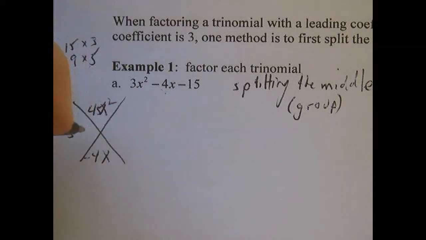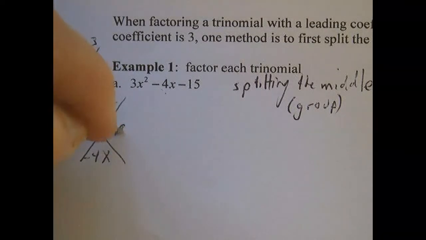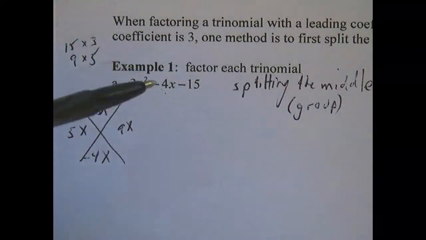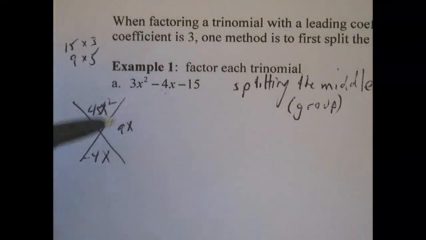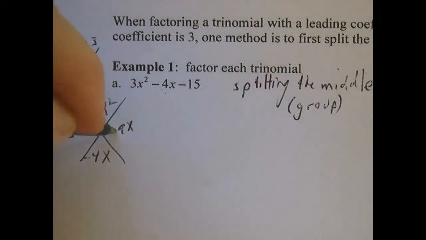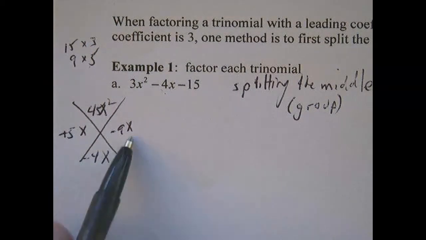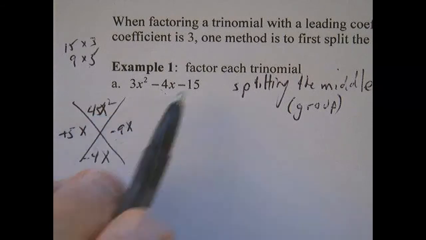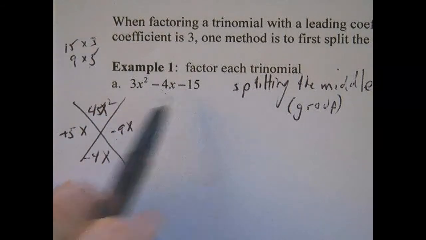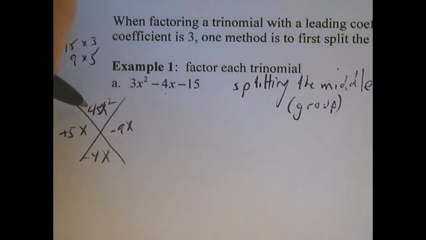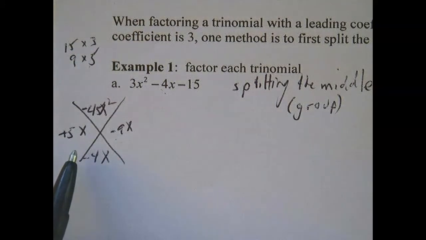So 5x and 9x. We're going to split the middle to make it negative 4x. So hopefully it's going to be a negative 9x and a positive 5x, because they add up to the negative 4x, and they do multiply to give us, by the way, negative 15 times 3, so that's a negative 45. So we do have it right.